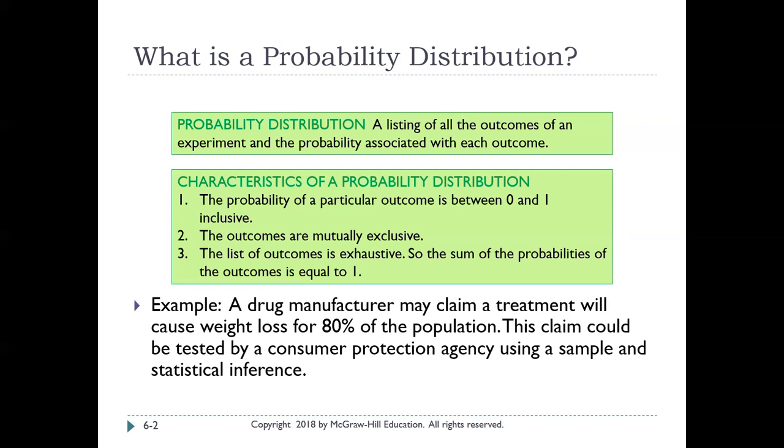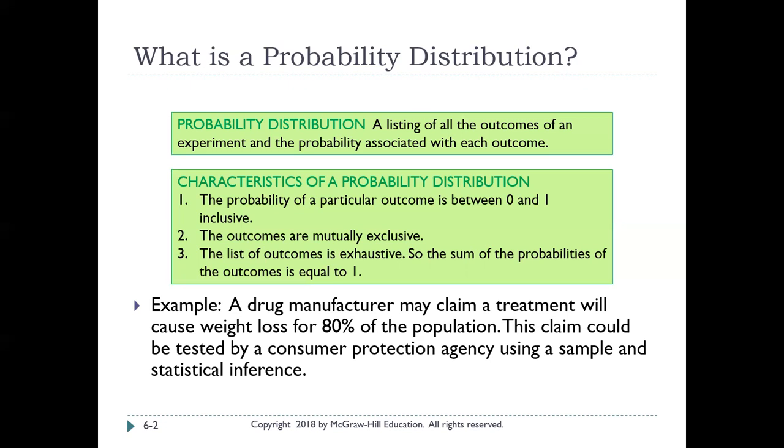Second is the outcomes are mutually exclusive. So you can't have a batter getting a hit and a walk at the same time. It has to be one or the other. And then by extension, the list of the outcomes is exhaustive, such that the sum of the probabilities has to equal 1. And as I mistakenly said before, something has to happen. An event has to occur. If you do this experiment, an outcome has to be realized. So there's going to be a probability equal to 1.